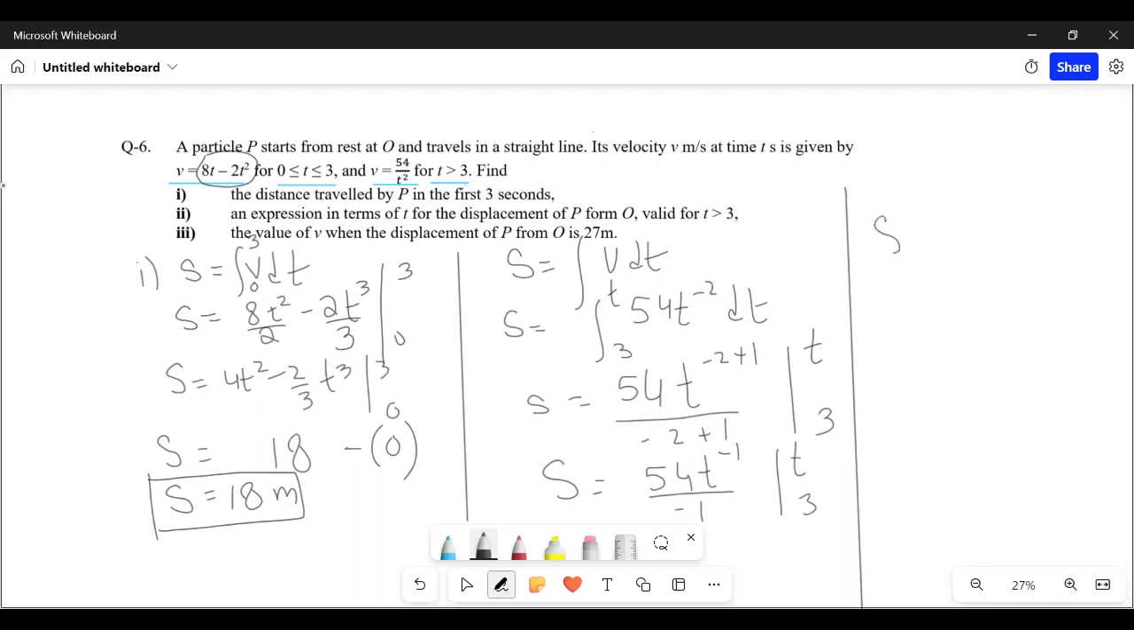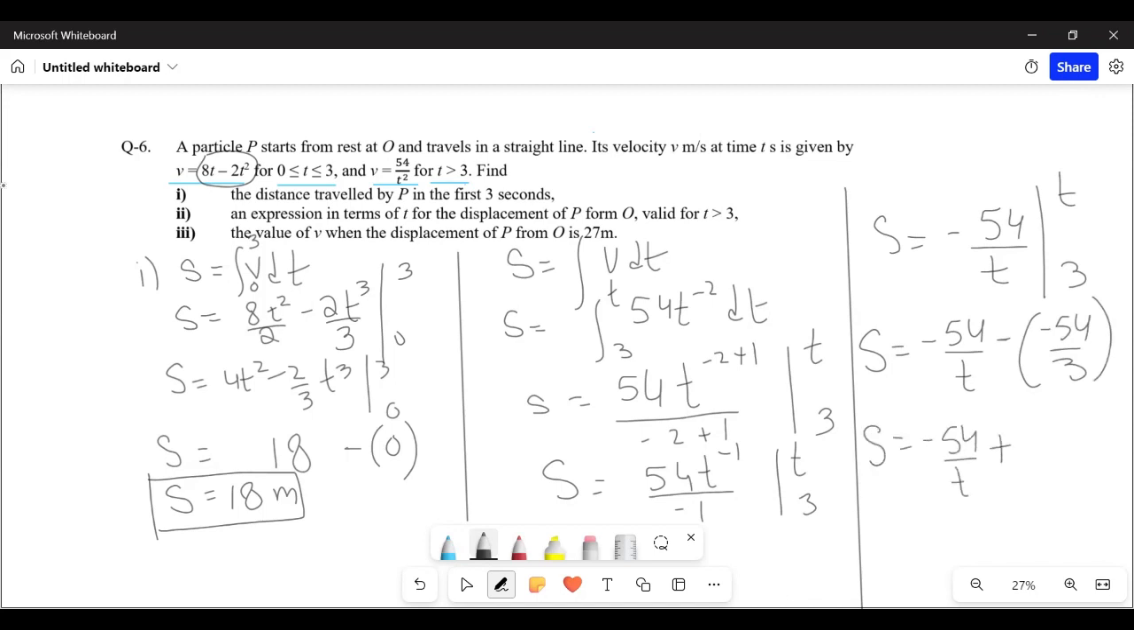Now this is giving me s equals minus 54 upon t. And the limits are t and 3. So s equals minus 54 upon t minus 54 upon 3. So s equals minus 54 upon t plus 1 and then 18. So s is equal to minus 54 upon t plus 18 is the expression for the displacement for time greater than 3.